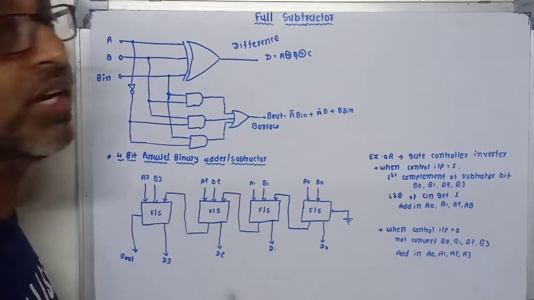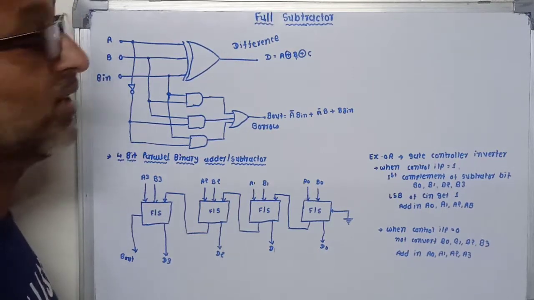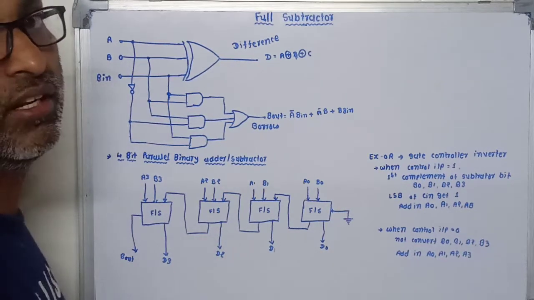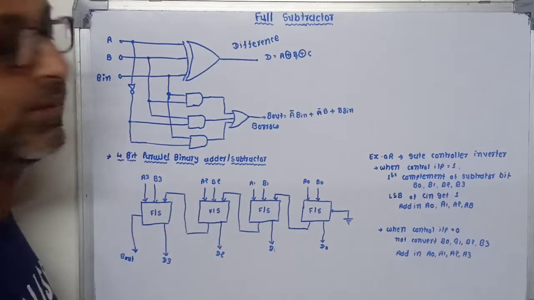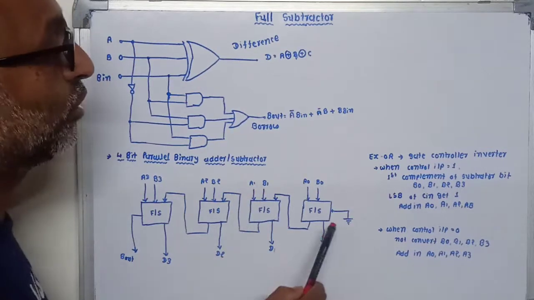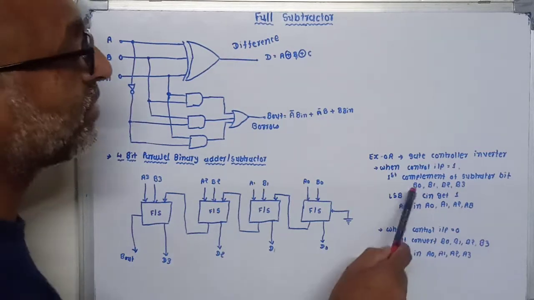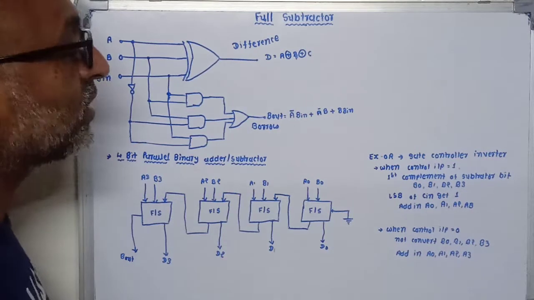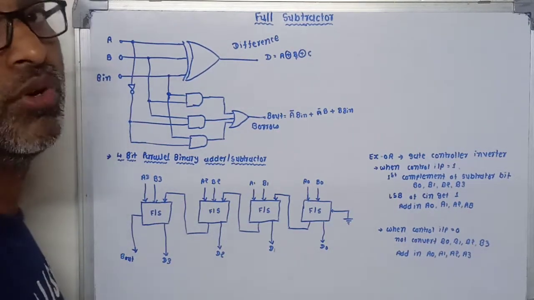Whatever 4-bit input is given, it may be added or subtracted. It is decided by this gate control inverter. When the gate control input is 1, it is most important that the subtractor bits, that means B0, B1, B2 and B3, are converted by this gate controller inverter into first complement.